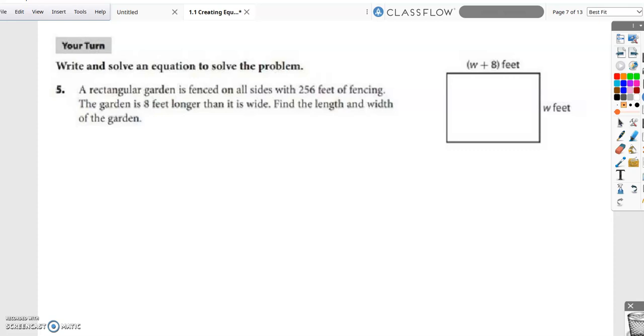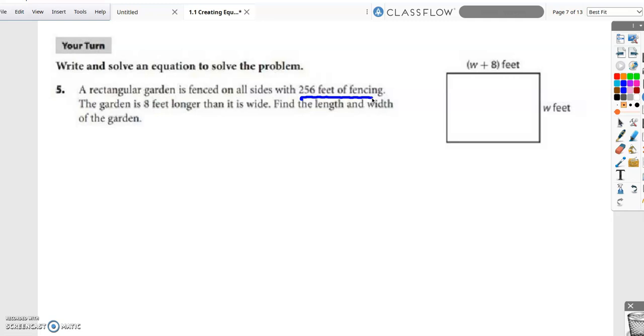Okay, so to solve this problem, the first thing you need to do is read and understand what is going on. A rectangular fence is fenced on all sides with 256 feet of fencing. So we have 256 feet of fencing. That's the one thing that we know. All right, the garden is 8 feet longer than it is wide. Find the length and width of the garden.